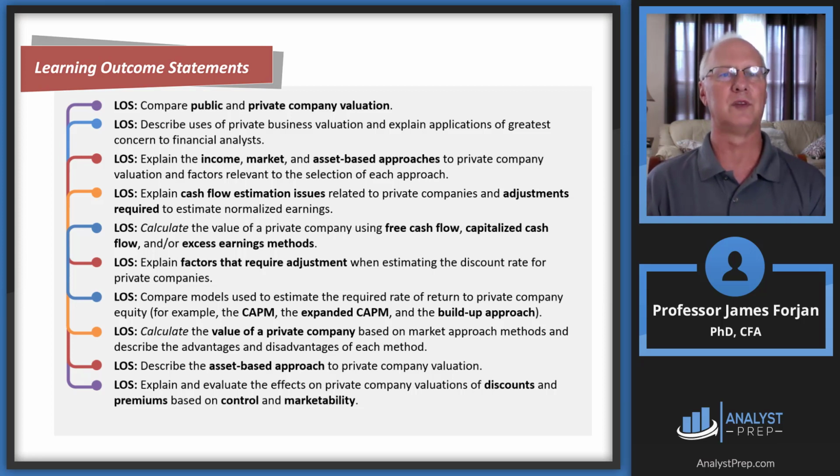Look at these learning outcome statements here. Compare public and private company valuation. That could be considered perhaps the most, or at least the leading LOS in this reading, because it explains to us the difference between what we've pretty much been doing over these last multiple slide decks and readings, and then let's take a look at valuing a private company, which we're going to use a lot of the same things that we did. Look at some of these: income, market, and asset-based approaches, cash flow estimation, free cash flow. Look at the bottom there: capital asset pricing model, and asset-based approach.